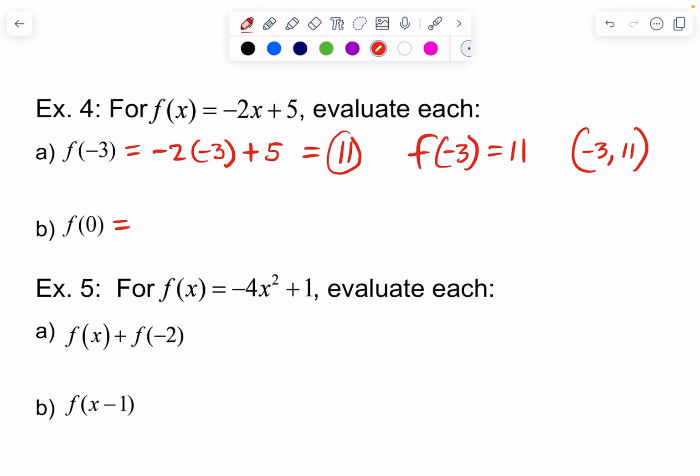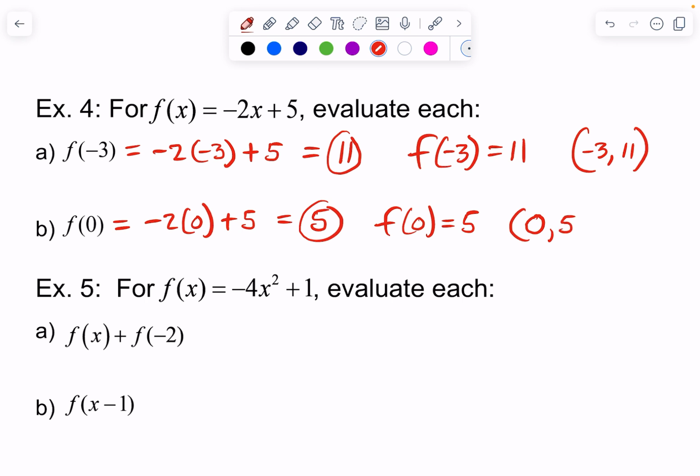f of 0, I'm replacing every x with a 0. So I have negative 2 times 0 plus 5. 0 plus 5 equals 5. What does that mean? That means that f of 0 equals 5, which can be translated to saying when x is 0, y, or f of x, is 5.